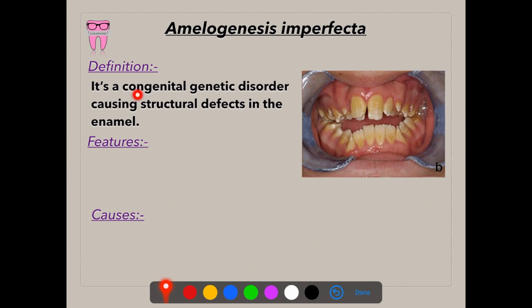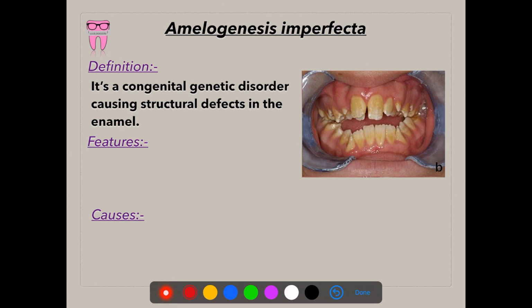It is a congenital genetic disorder. Now, when we say it's a congenital genetic disorder, one thing we should make very clear in our mind, and that's not all congenital disorders are genetic in origin. Congenital means a defect which was present at birth. So, the defect could either be caused by environmental factors like injury, even. But amelogenesis imperfecta is that disorder which is congenital genetic in origin and it causes structural defects in the enamel.